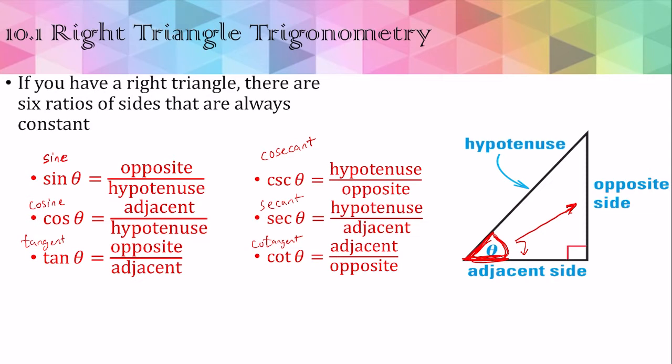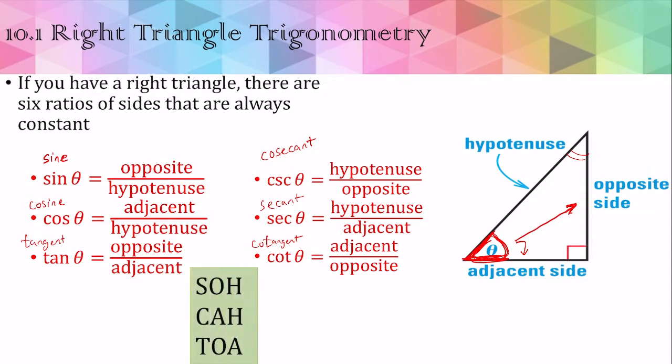The co-functions don't go together. Sine goes with cosecant, cosine goes with secant, and the sine of theta equals the cosine of the other angle. So sine of this angle here equals cosine of that angle up there.